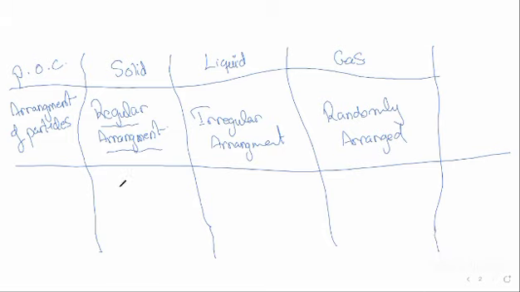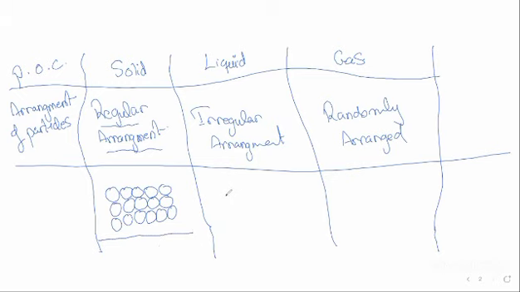Let's try to predict the shape of the solid particles and the shape of the liquid particles and the shape of the gaseous particles, the drawing. We can draw the solid particles like this. They are very closely packed, they cannot change their shape, and they are having a low amount of energy, strong attraction forces, and the shape will be like this, regularly arranged.